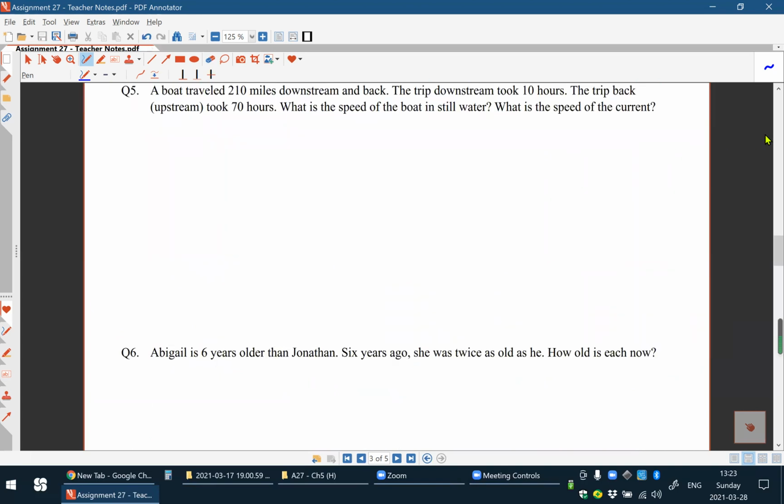Okay, question 5. A boat traveled 210 miles downstream and back. The trip downstream took 10 hours. The trip back upstream took 70 hours. What is the speed of the boat in still water? What is the speed of the current? Okay, so this problem is very similar to the previous one, right? Again, we have some speed in still water or still air, and you also want to know the speed of the current or the speed of the air, right?